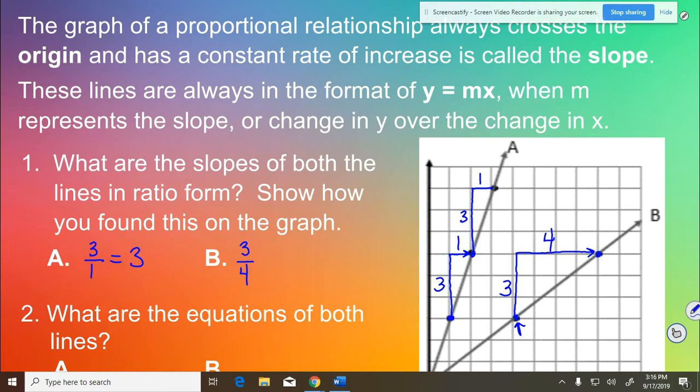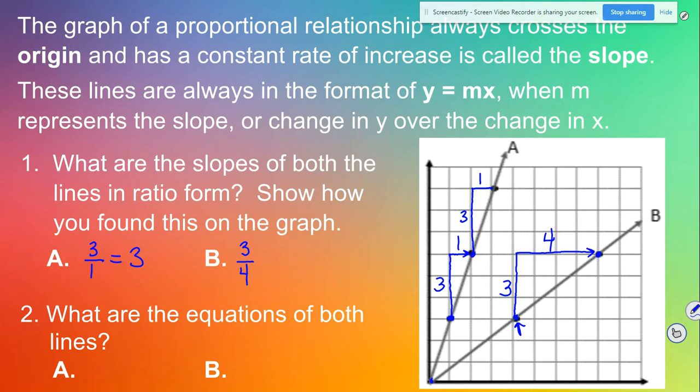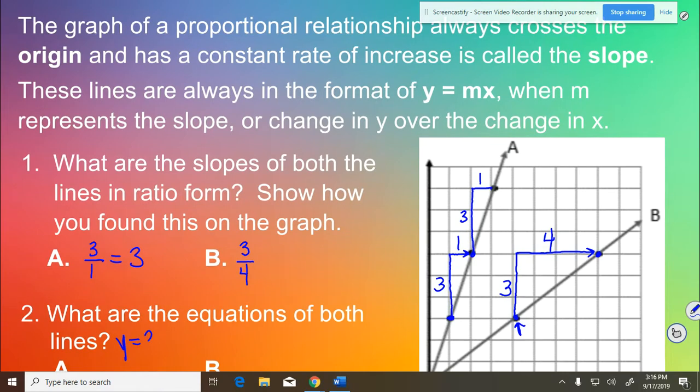Then it says, what are the equations of both these lines? So the equation would just be y equals that number times x. So for A, it's y equals 3x, and for B, it's y equals 3/4 x. So the slope, the change in y over change in x, is right in the equation being multiplied by x.